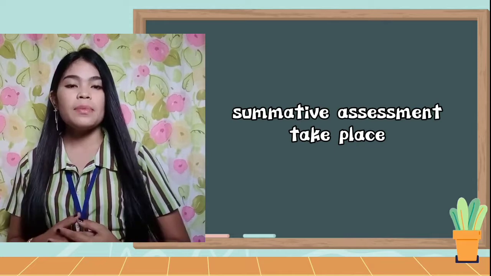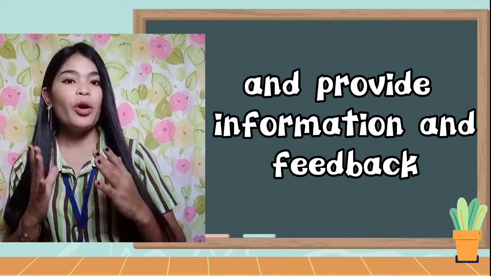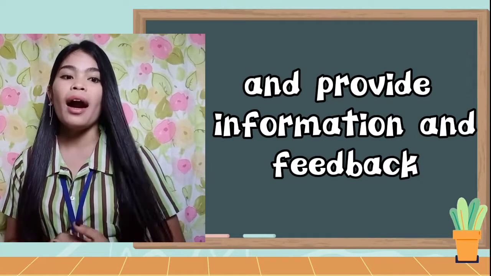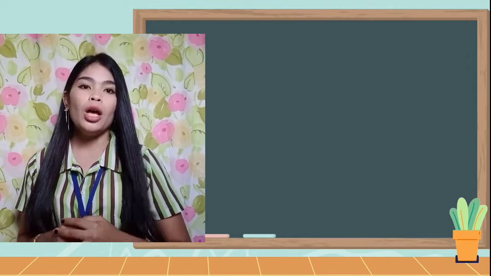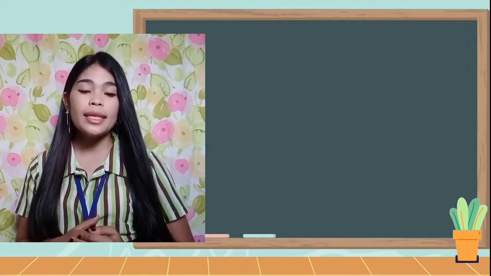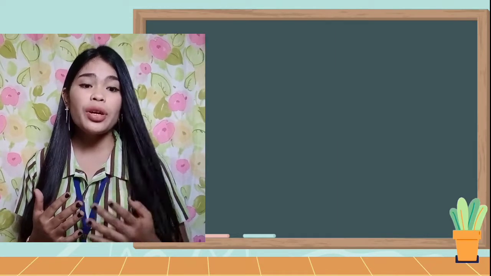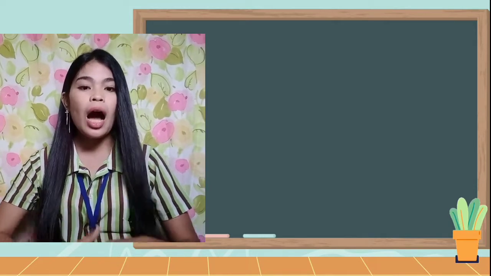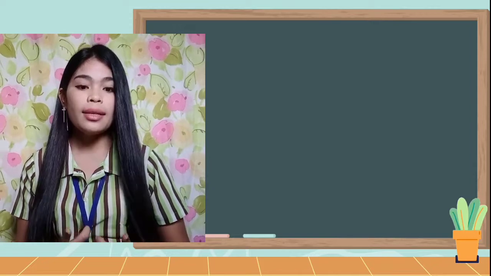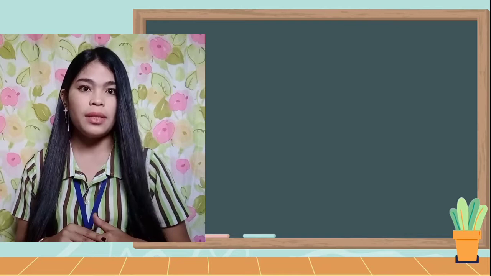The second type of assessment is summative assessment. Summative assessment takes place after the learning has been completed and provides information and feedback that sum up the teaching and learning process. Summative assessment has a purpose to let the teacher and the student know the level of accomplishment attained. Some examples of summative assessment are the unit test, midterm exams, and the final exams.